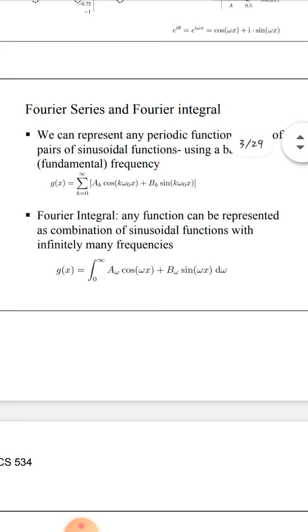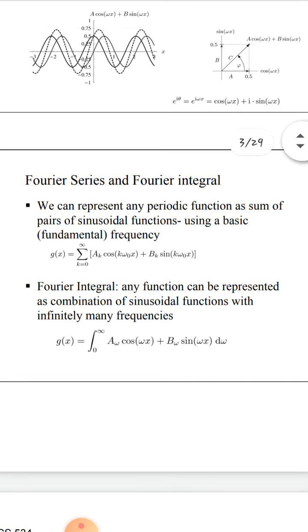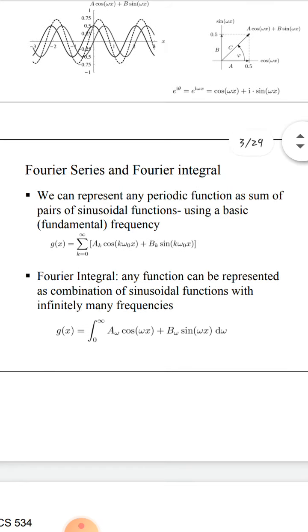And the Fourier integral is any function that can be represented as a combination of sinusoidal functions with infinitely many frequencies. So this is a point to be noted. Fourier transform is like an updated version of Fourier series. It's like an advanced method. Here you can represent any function. It can be either periodic or aperiodic. So you don't have to restrict your function to be a periodic function.